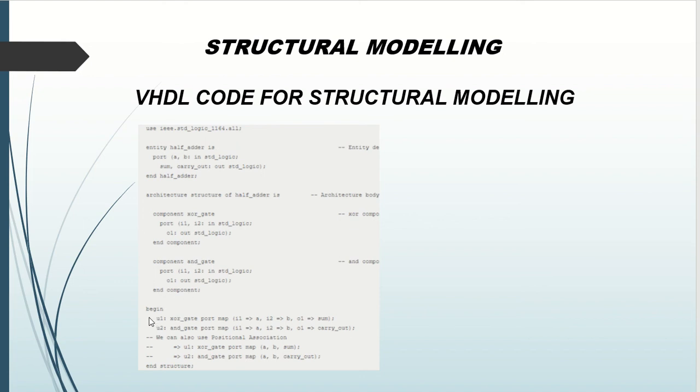End component. Begin. U1: XOR_gate port map, U2: AND_gate port map. We can also use positional association: U1: XOR_gate port map (A, B, sum); U2: AND_gate port map (A, B, carry output). End structure.